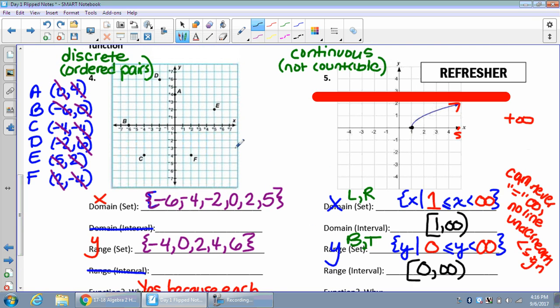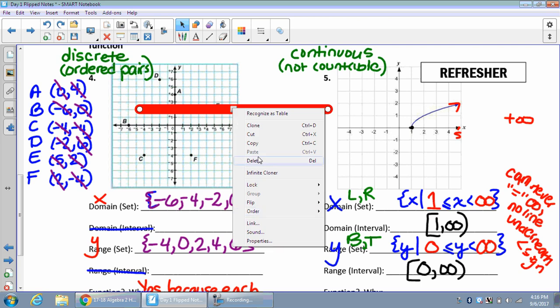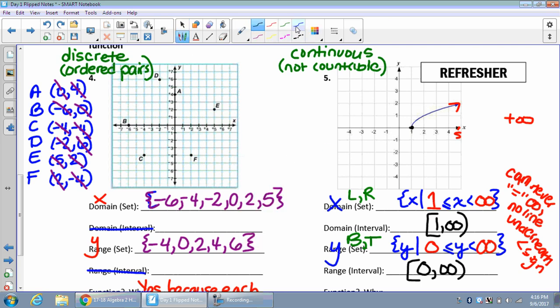For a continuous graph, to decide if it is a function, we use the vertical line test. I'm all set with my pencil, so I will delete it. The vertical line test says I should be able to draw a vertical line anywhere I want through this graph, and it's only going to hit once. No matter where I drew this vertical line, it's only hitting my graph once. I actually cannot draw a vertical line that would hit twice.